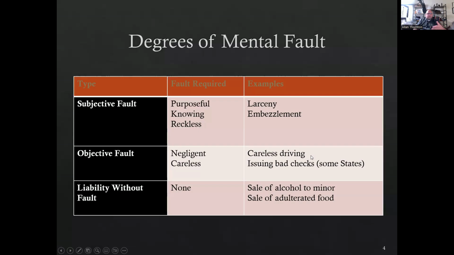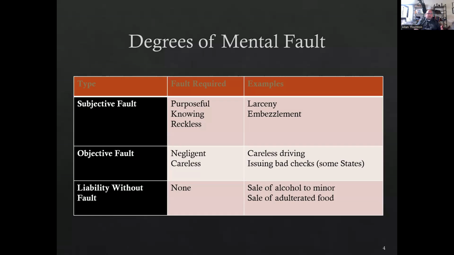Now, where we can get confused, and I don't want you to get confused here, but where you can get confused is that with objective, you see the act, but where's the mental state, that mental fault? Well, the mental fault in this is that you were doing something negligent. You made a decision to do something that you probably knew wasn't right. Careless driving, that could be texting and driving. You make a decision to text and drive, and that results in careless driving. Too fast, you make a decision to put your foot on the gas and go past that 45 or that 55 or whatever the speed limit may be.